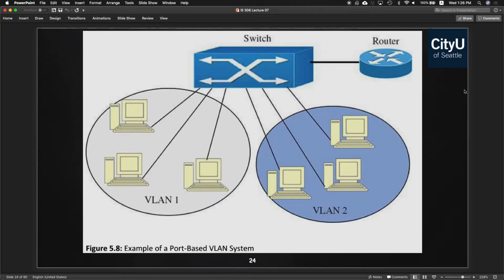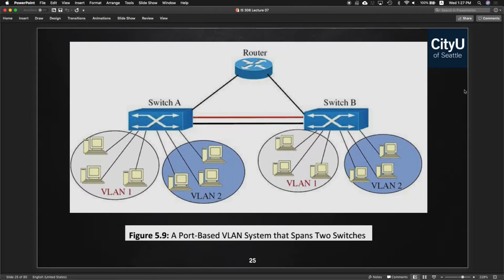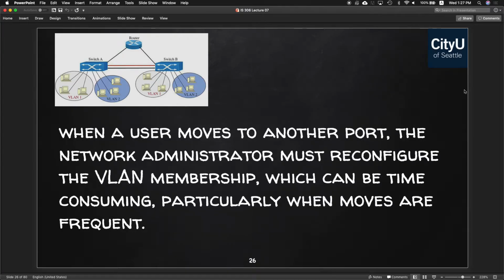Here's a diagram of a port-based VLAN system. You have the router, your switch, and 2 VLANs. You have this one with the router, 2 switches, and 2 different VLANs as well. Like with this diagram, when a user moves to another port, the network administrator must reconfigure the VLAN membership, which can be time consuming, particularly when moves are frequent.